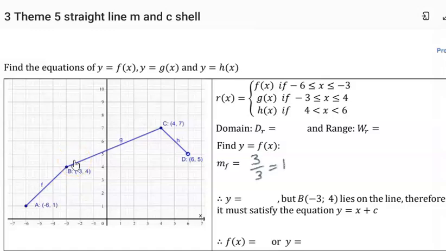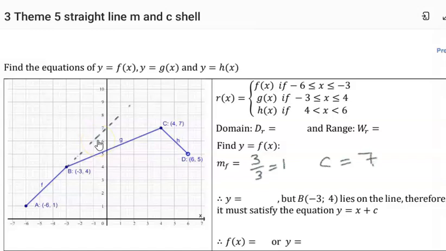If we take this line and extend it, then it will cut at 7, because we can again go up 1, 2, 3 and again 1, 2, 3, and then it will intercept the y-axis there at 7. So the c value will be equal to plus 7.